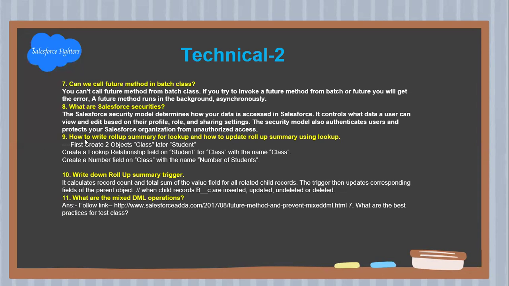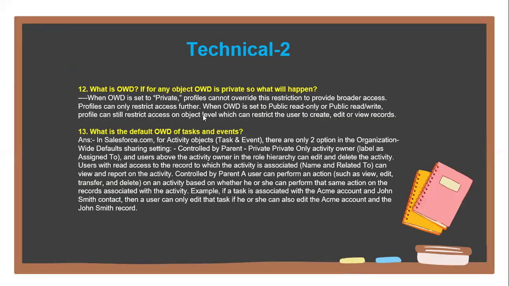Next question, how to write a roll-up summary for lookup and how to update a roll-up summary using lookups? Next question, write down a roll-up summary trigger. It calculates record count and the total sum of a value field in related child records through the trigger, then updates the corresponding field of the parent object when child records are inserted, updated, or deleted.